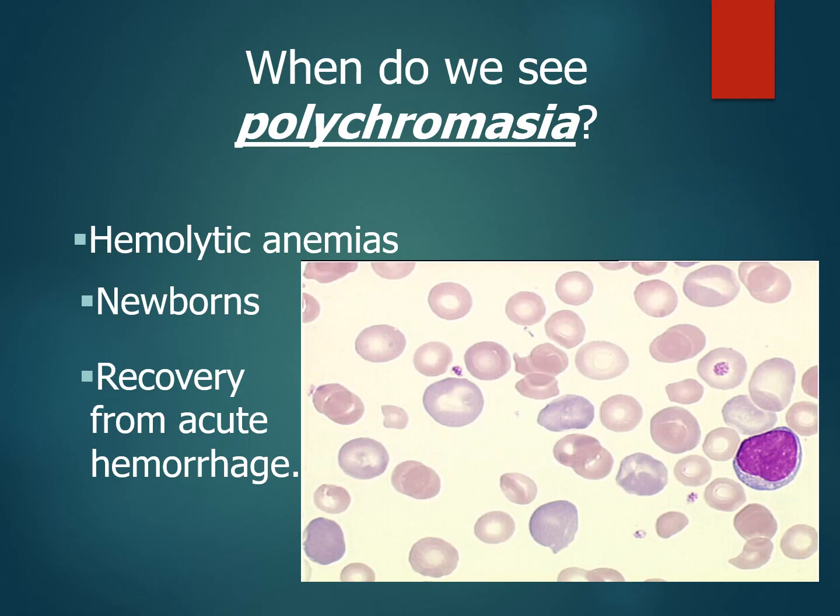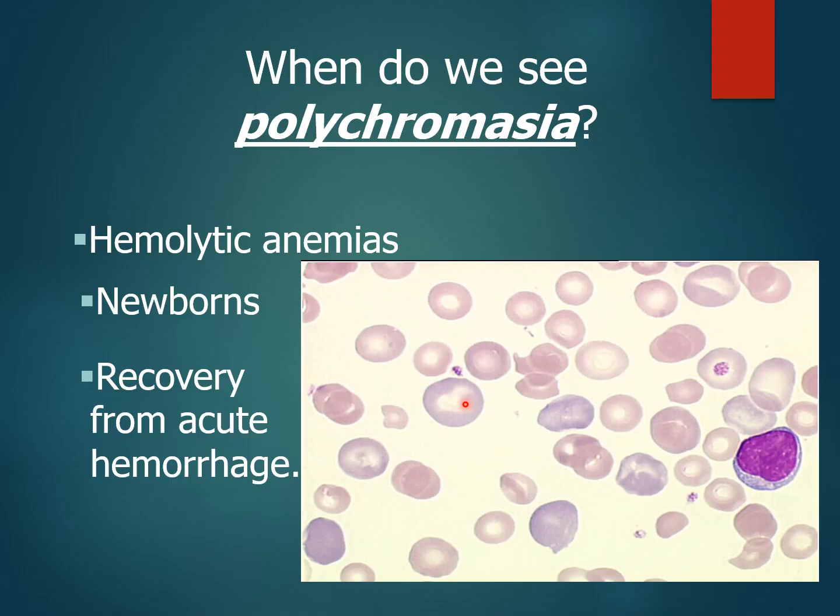This is a really good representation of what we see when we have very prominent polychromasia. So here we can see those more violet colored or bluish colored cells. They are polychromatophilic reticulocytes. But when do we see polychromasia?